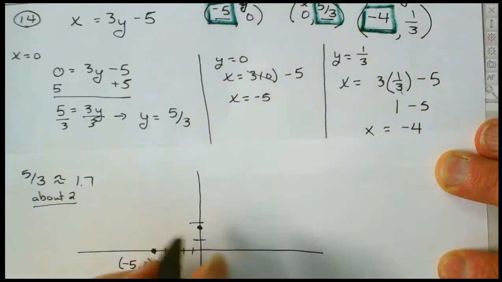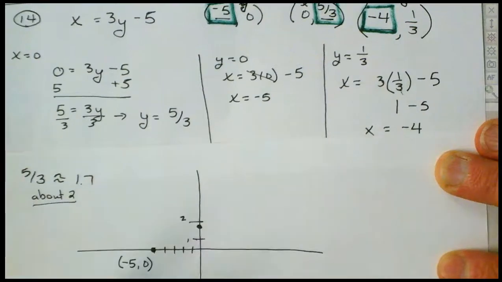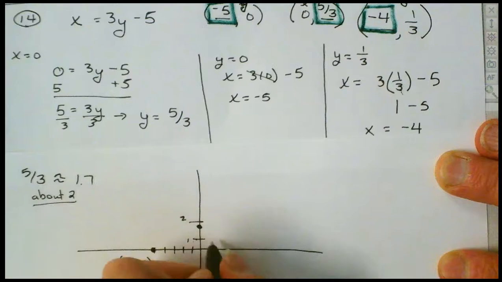Okay, there's 1. And there's 2. It's going to be closer to 2. So we'll put that about right there. And that's going to be at 0, comma 5/3.